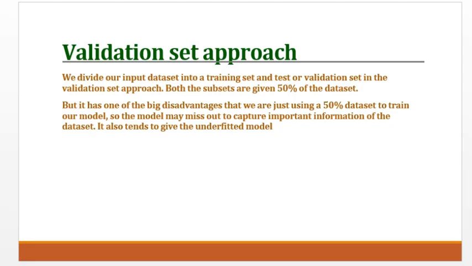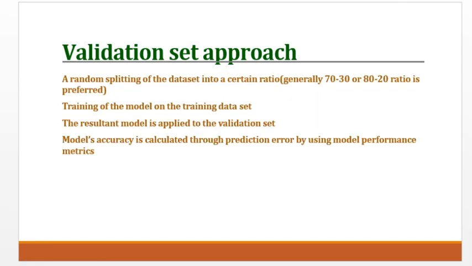Now, the steps in the validation set approach: it randomly splits the data set into two parts using a specific ratio. Typically, splits are 80% for training and 20% for validation, or it can be 70% for training and 30% for validation as well. The reason why we don't go for a 50-50% approach is because a lot of important features can be missed out, which means the model can be underfitted. The model's accuracy is calculated through the prediction error by using the model's performance matrix.